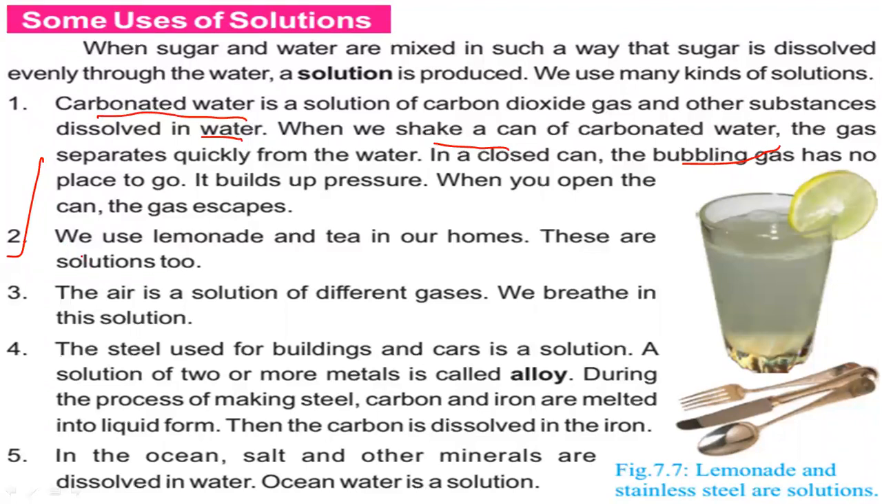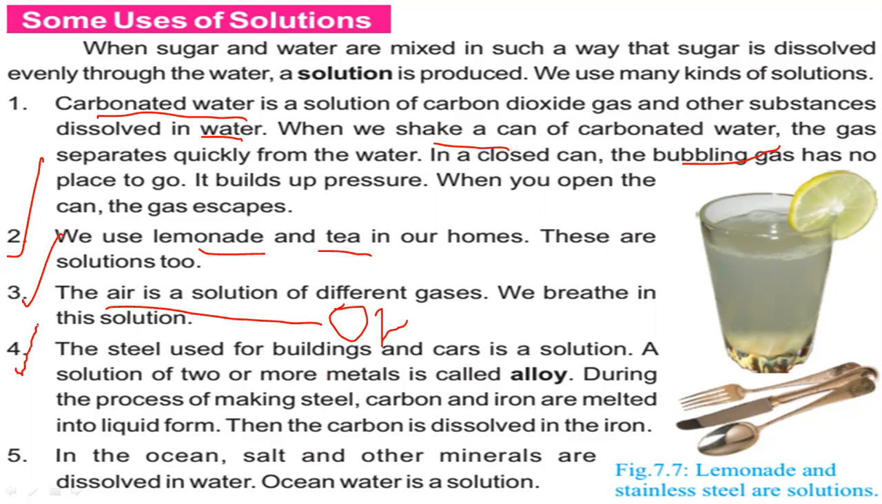Number two, we have the example of lemonade and tea, which we use in our homes. Different types of squashes and sherbets are all examples of solutions. Next, the air is a solution of different gases. We breathe in the solution, yes. We breathe in nitrogen, carbon dioxide, and oxygen, all the gases which are present in the air. But our body needs only oxygen, so we consume only oxygen and all other gases are exhaled again.